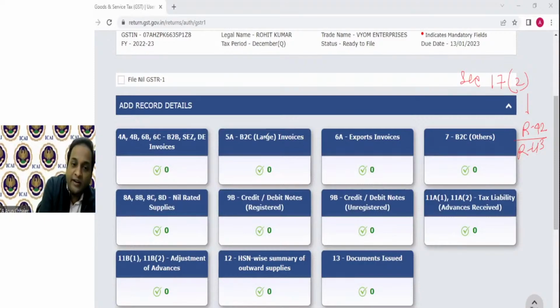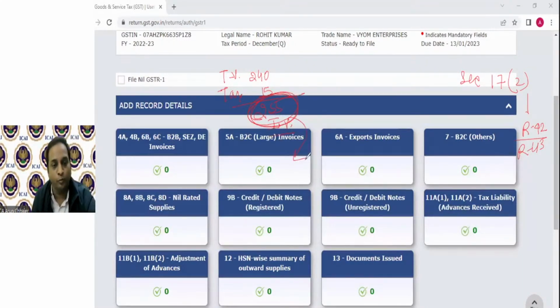The 2.5 lakh is the invoice value. What is the invoice value? Taxable value, let's say 2,40,000. Tax, let's say 15,000. Total value 2,55,000. This value is the invoice value. And if it is greater than 2.5, it would be reported in the table 5A. Clear, Kavita? Sorry, Kanaya.